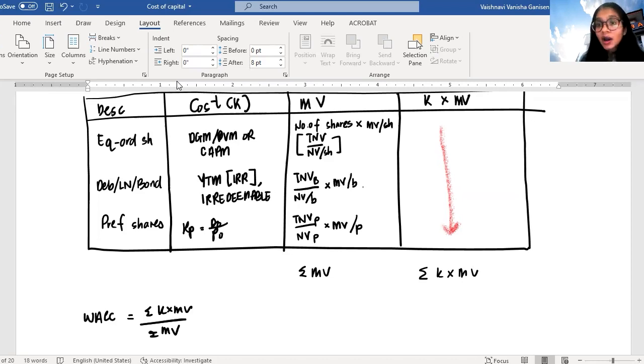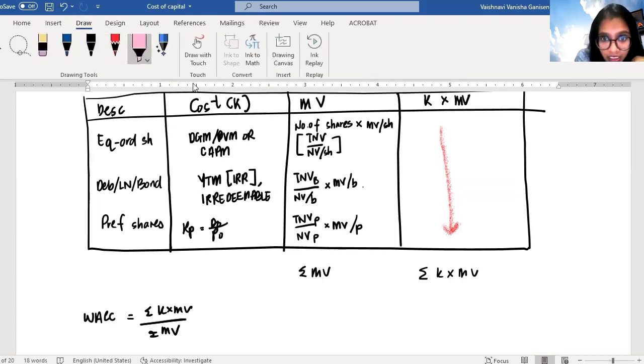The concept is, how do you find the nominal value of your shares, bonds, or preference shares that would be given in your exam? How do you calculate the number of bonds, shares, or preference shares? You take the total nominal value. Where do you get this total nominal value information? Hold on. Yeah, this one.